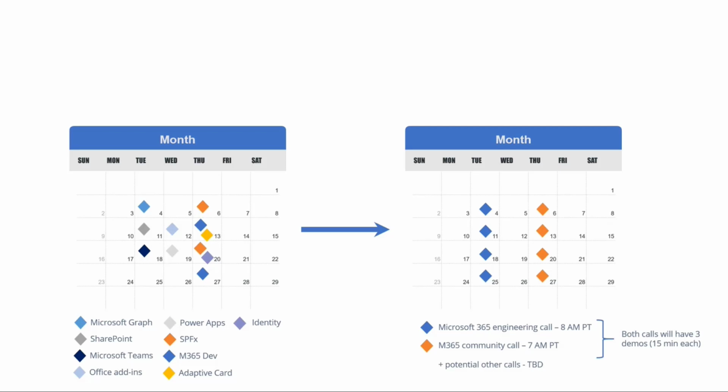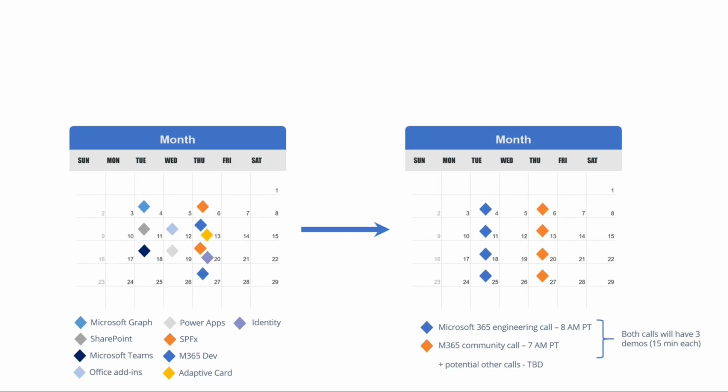So the goal moving forward is to simplify things and make it easier for folks so that there's always the same time of the week, same day kind of thing. So Tuesdays at 8 a.m. become a Microsoft 365 engineering call, which you could think of as where the PMs are rolling out some features or preview kinds of information. And then Thursday at 7 a.m. would be more community focused. So that's where you'd probably see code sample demos or guest presenters or that kind of thing. At least that's the idea.